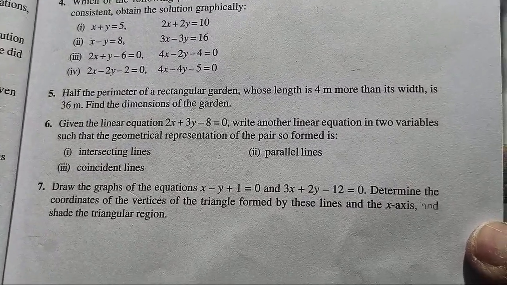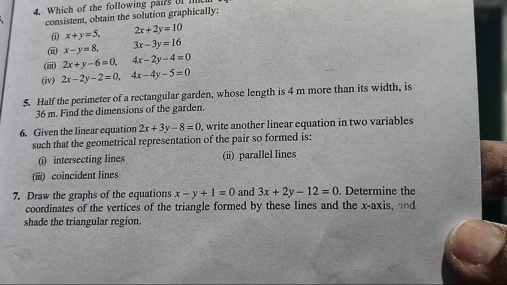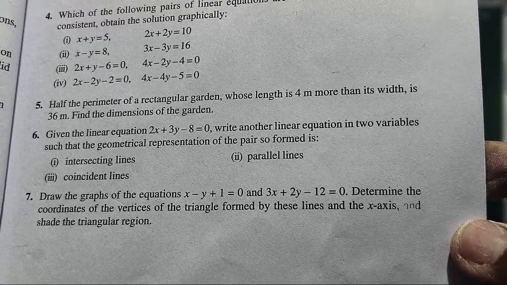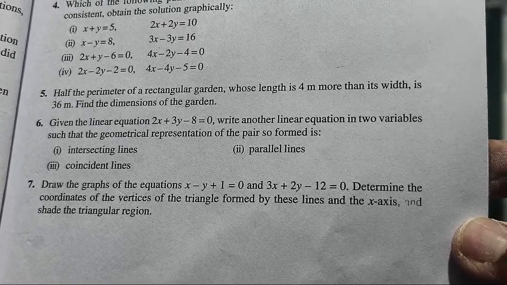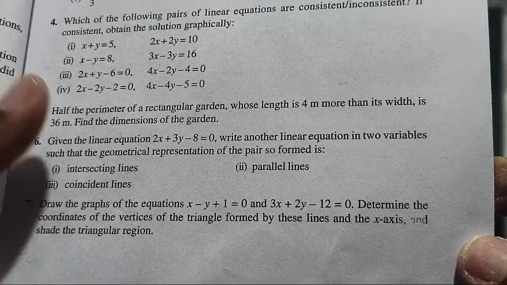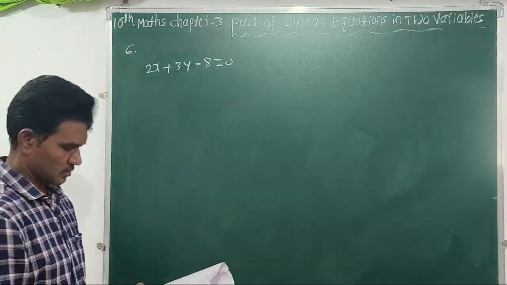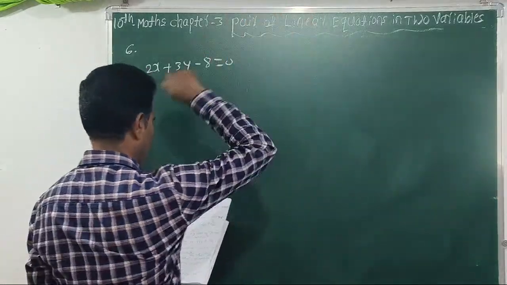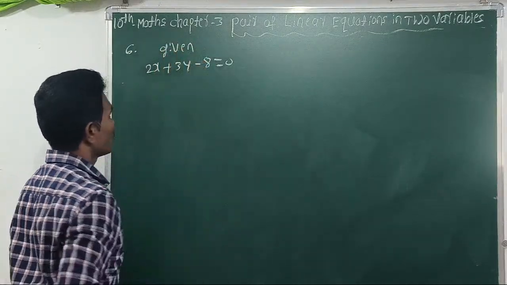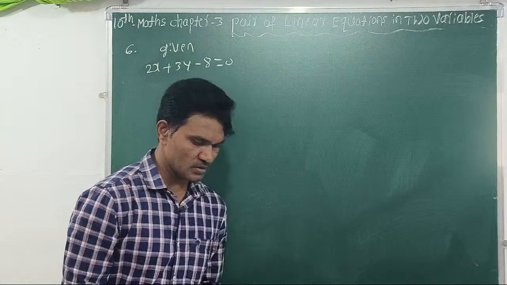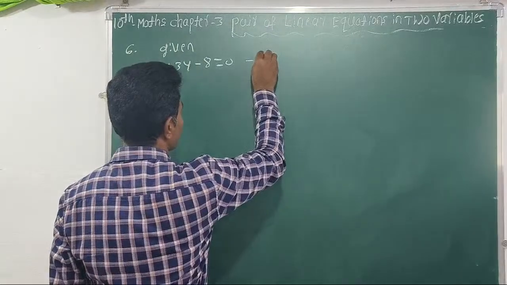Given the linear equation 2x plus 3y minus 8 is equal to 0, write another linear equation in two variables such that the geometrical representation of the pair so formed is intersecting lines, parallel lines, and coincident lines. Given linear equation is 2x plus 3y minus 8 is equal to 0. Call this equation as 1.